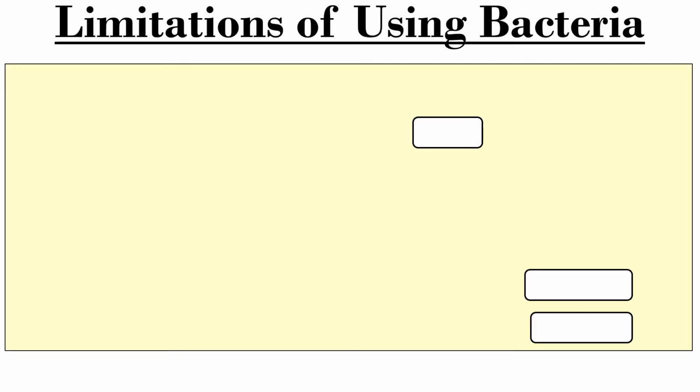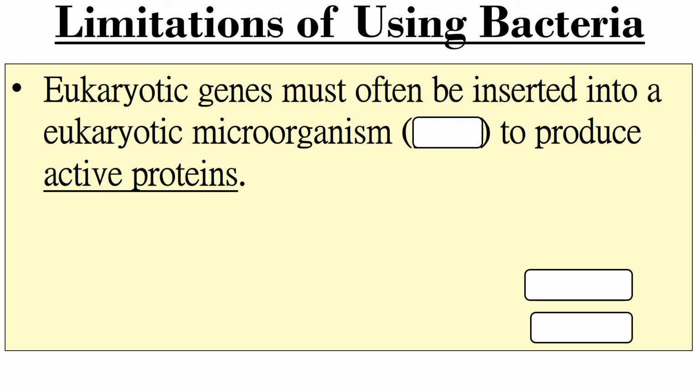The second part we mentioned was why you might want to use yeast rather than bacteria. If you remember from before, bacteria are what are known as prokaryotes, and we animals are eukaryotes, or we have eukaryotic cells. So if you've got a eukaryotic gene and you wish to produce active protein, then sometimes it won't work in bacteria, they're too genetically different. So you would need to use a eukaryotic microorganism, and the eukaryotic microorganism that you would use would be yeast.